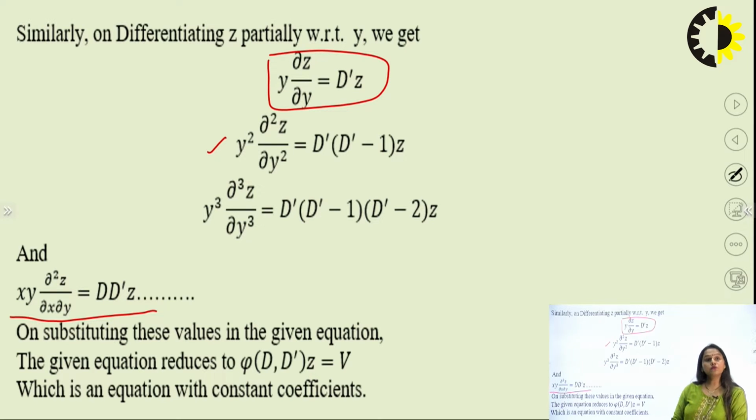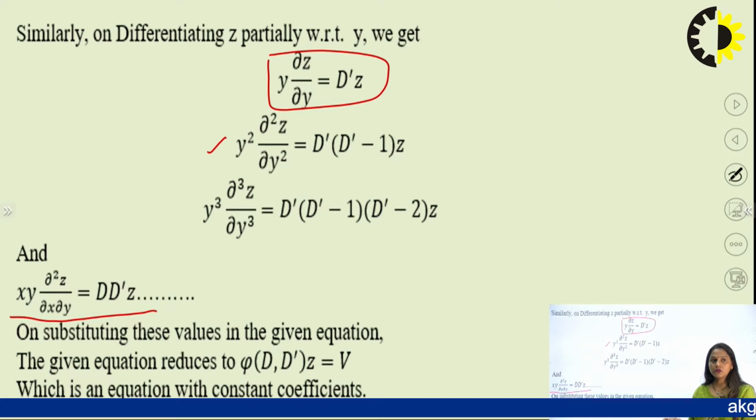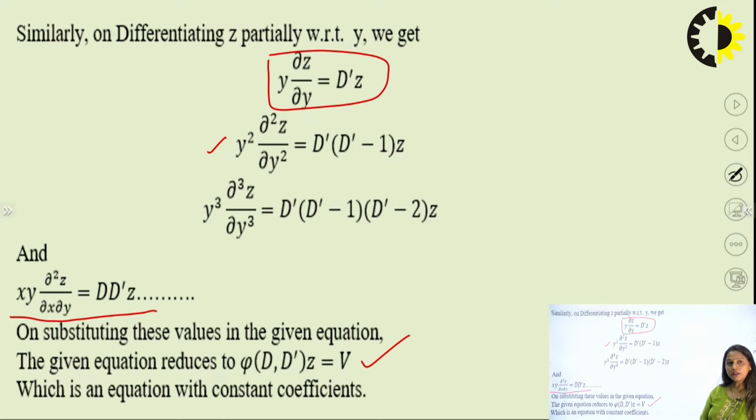Now for reducing our equation into a PDE with constant coefficients, we will substitute these values in the given equation and we will get a new equation which is φ(D, D')z is equal to V, where V can be any function because it is on the RHS. So now this equation has been converted to a PDE with constant coefficients.